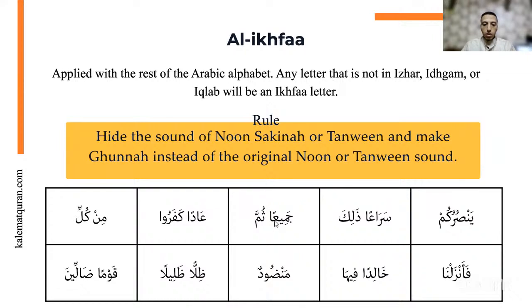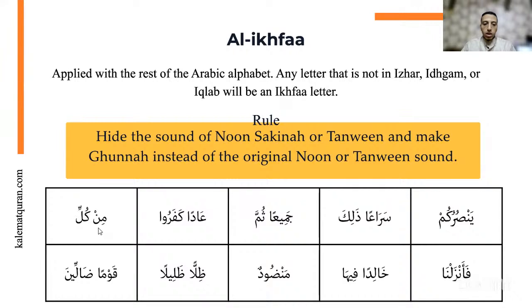Same thing here. Tanween followed by tha. Tha is a letter of idhar. So we're going to apply idhar to the tanween. جميعا ثم. Let's read the next example. عادا كفروا. So tanween followed by kaf.